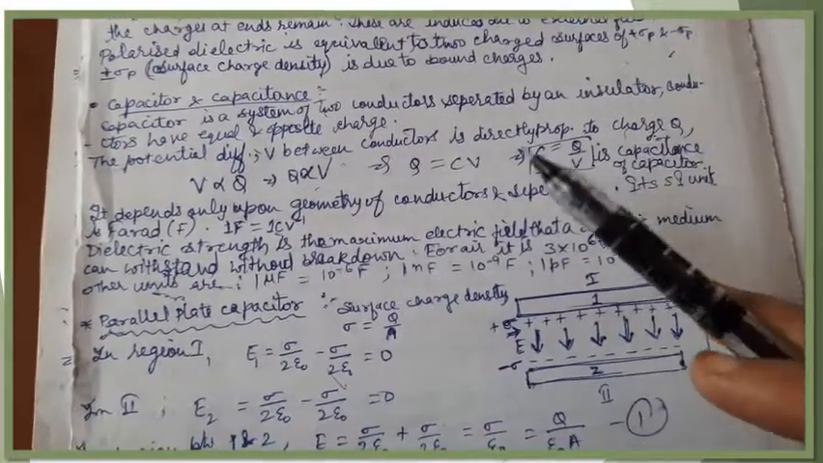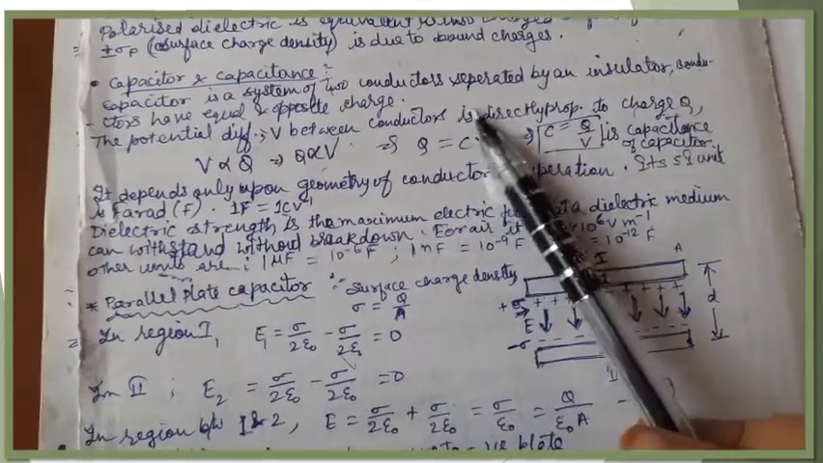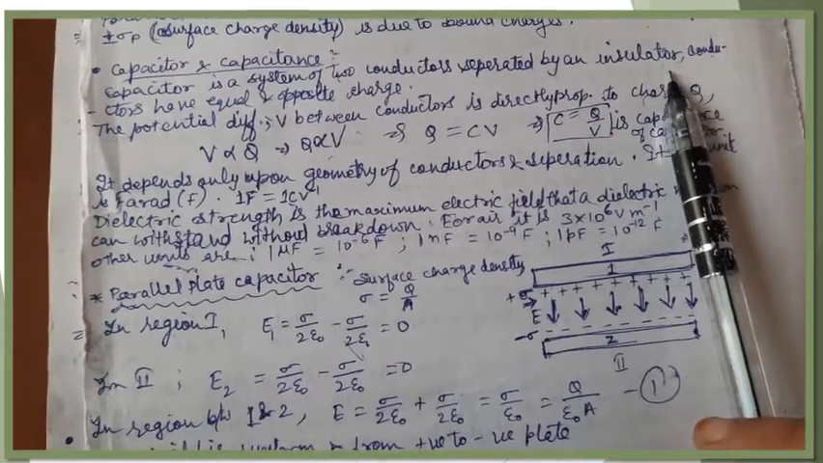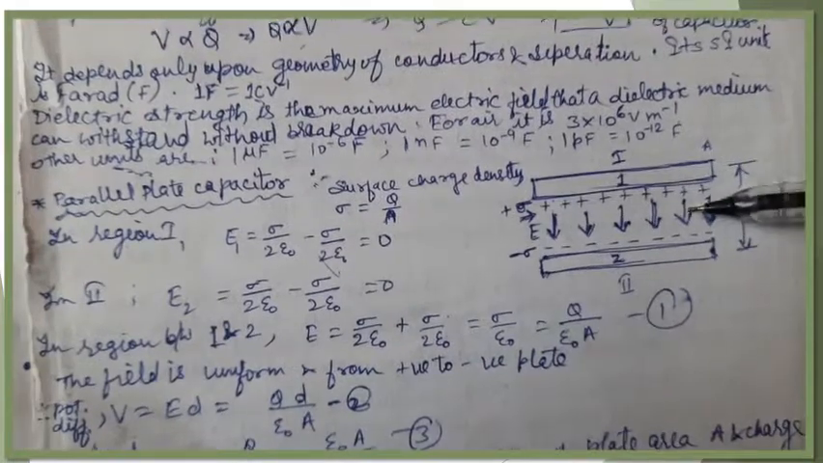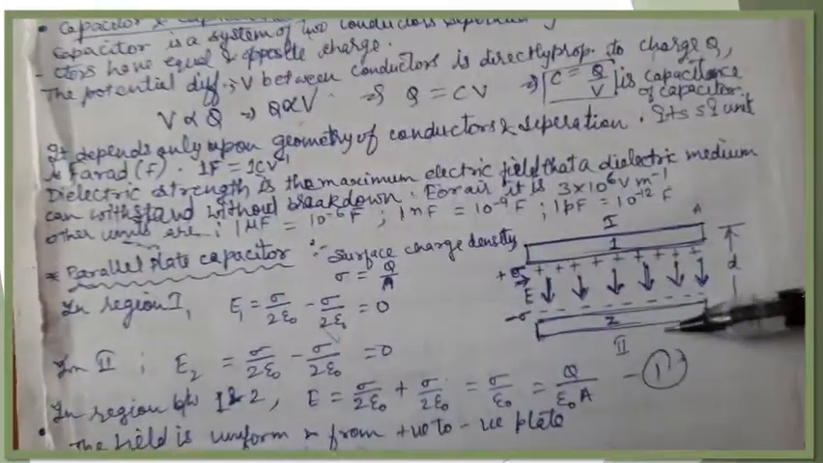The next topic that we are going to study is capacitor and capacitance. A capacitor is a system of two conductors separated by an insulator. The conductors carry equal and opposite charge. For example, it is shown here: two conducting plates 1 and 2.